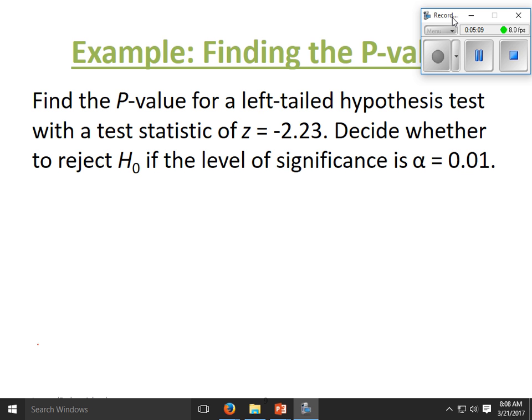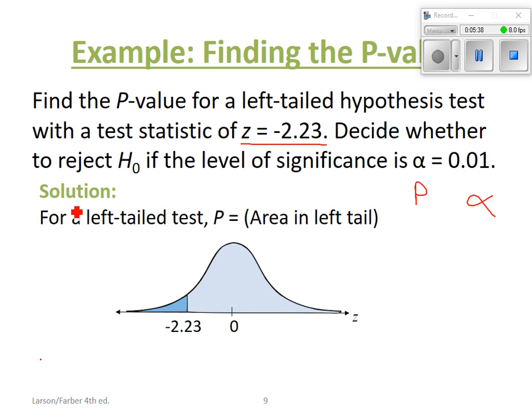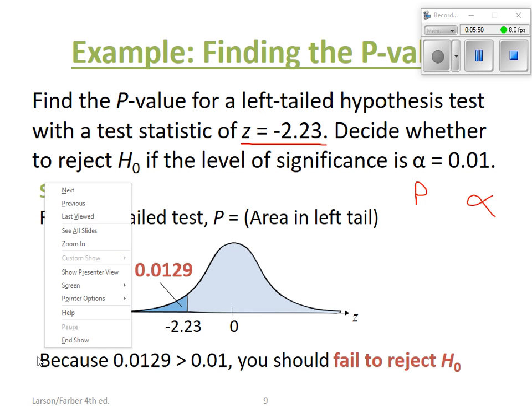Find the p-value for a left-tailed. Left-tailed's the easy one. All we do is look up this number right here on the chart and decide how the answer we get, the P, compares to the alpha. If the P is less than or equal to alpha, then we reject. Greater than alpha, fail to reject. We look on the chart for that number, and our area is 0.0129. We compare those two. It's greater than, so we fail to reject.